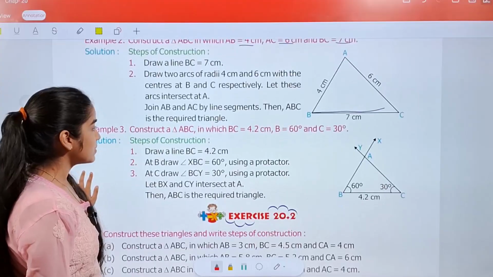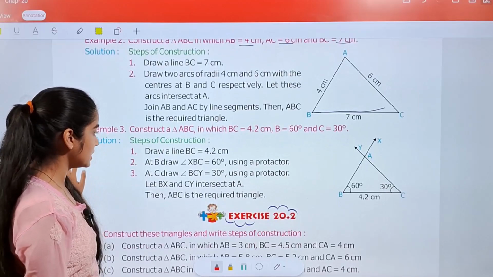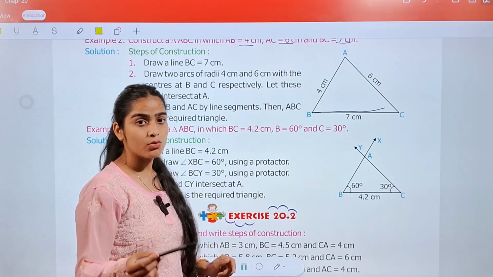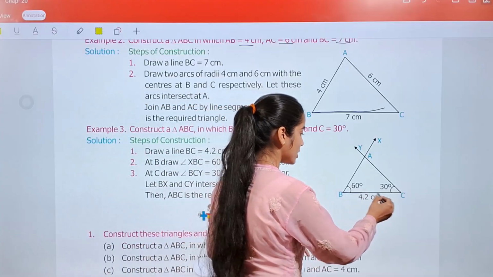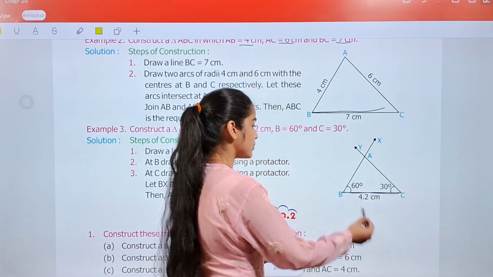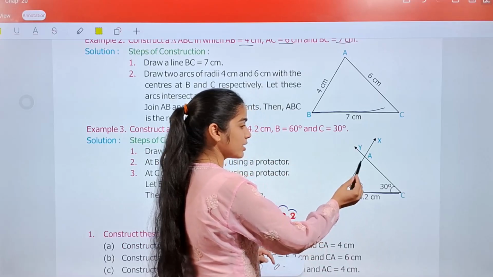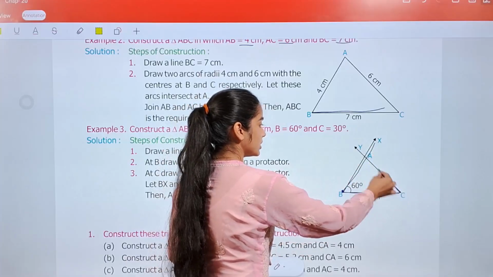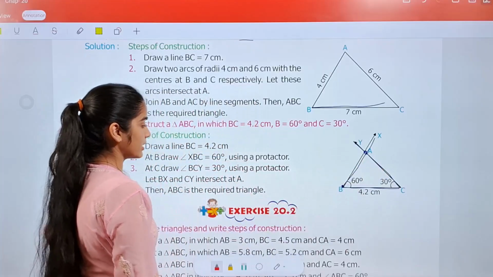Construct a triangle ABC in which BC is equal to 4.2 centimeter, B is 60 degrees and C is 30 degrees. In this, you have to use your protractor, and we already know how to make an angle from our previous chapter. So first create your base, draw your base 4.2 centimeter, place your protractor at the point B as a center, then see where your 60 degree line is going, create a line. Same for the 30 degree, create a line where the two are intersecting. This is your triangle ABC.